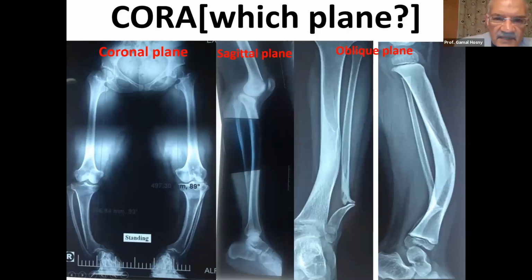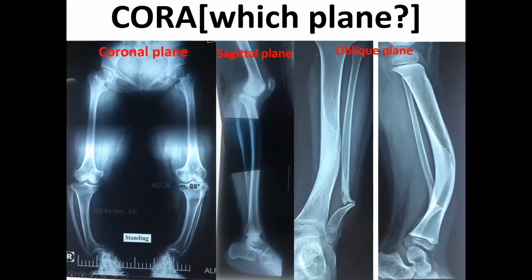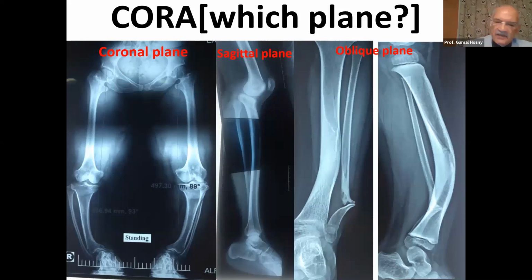The CORA can be in any plane. We have a coronal plane, it's this plane. You can see the coronal plane in the AP view. This is the sagittal plane, if you see in the lateral view. So if you have a deformity in the coronal plane, it is varus or valgus, and if you have a deformity in the lateral X-ray, this is the sagittal plane, recurvatum or procurvatum. And if you have the deformity in the AP and lateral, that means it's in the oblique plane. It's in between the coronal and the sagittal plane. So the CORA can be in the coronal plane, the sagittal plane, or the oblique plane.